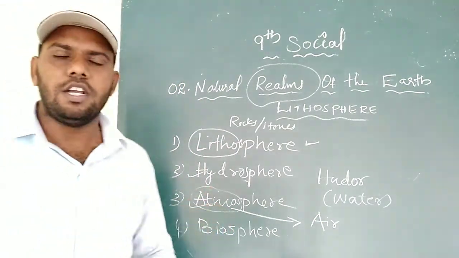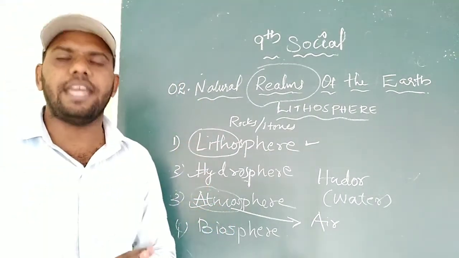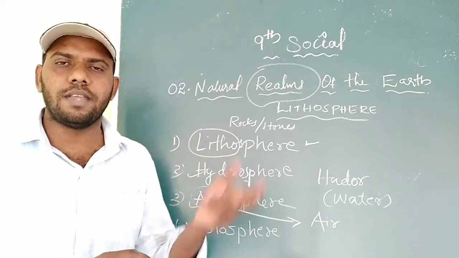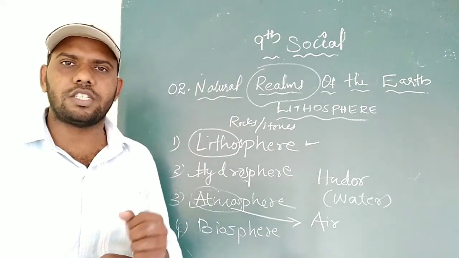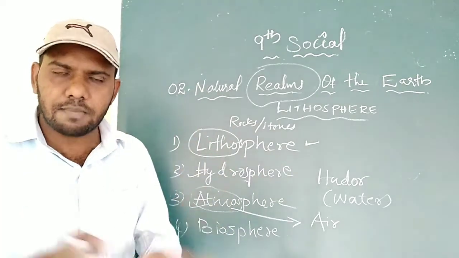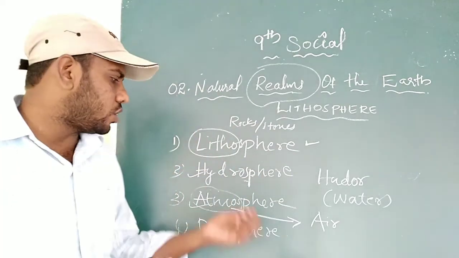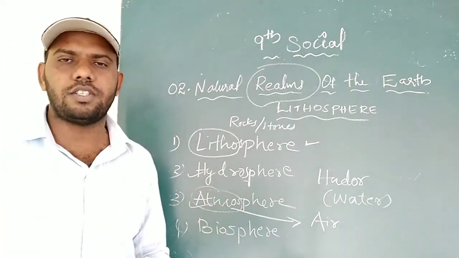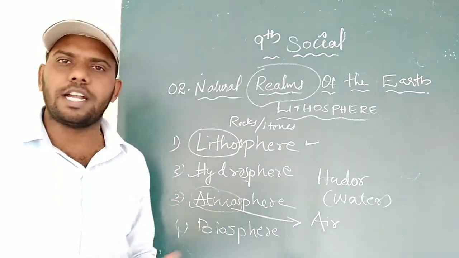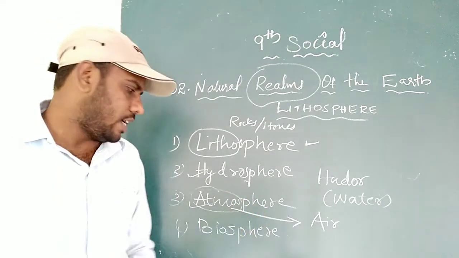So atmosphere is where there is availability of air, with gases like hydrogen, oxygen, carbon dioxide, nitrogen. Whatever gases are present in the atmosphere all go to the atmosphere. We are already familiar with this word atmosphere. Okay, now we understand.